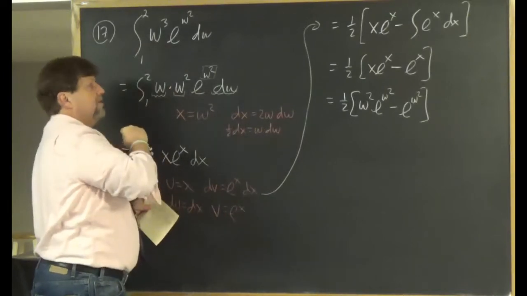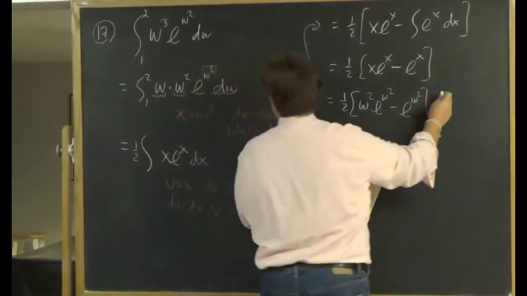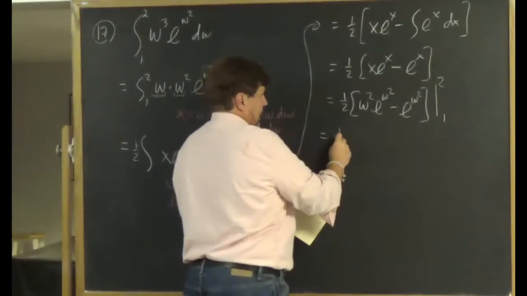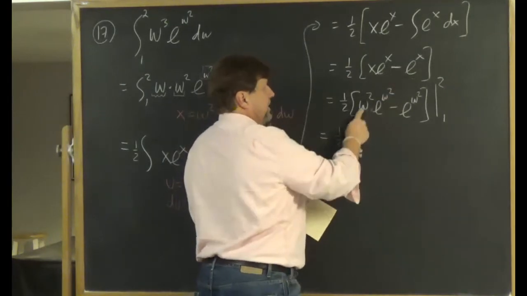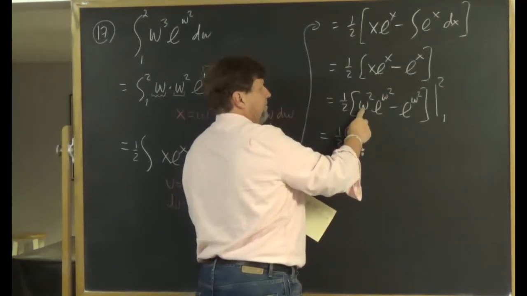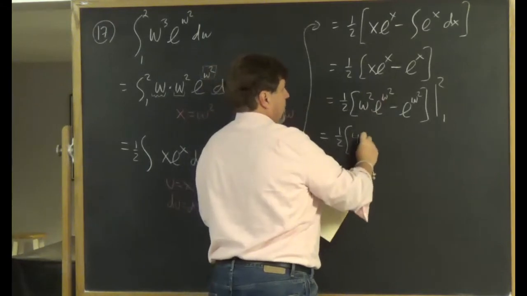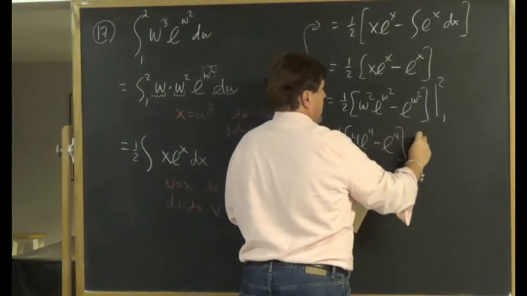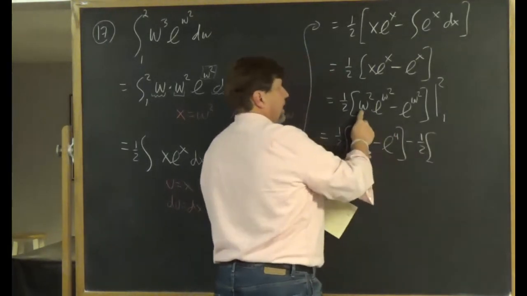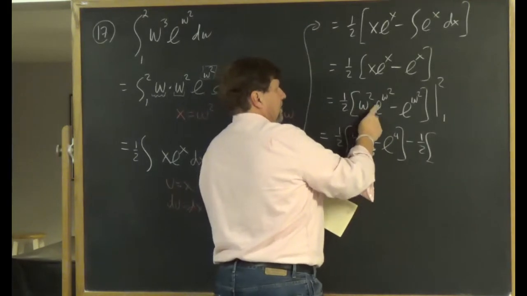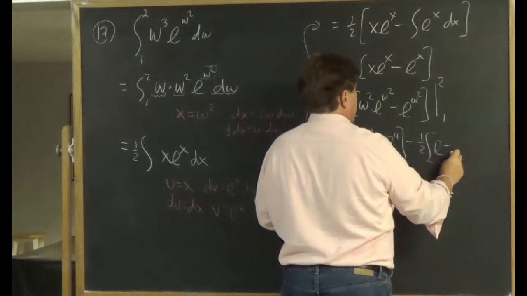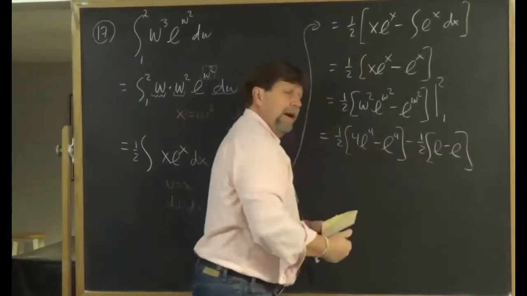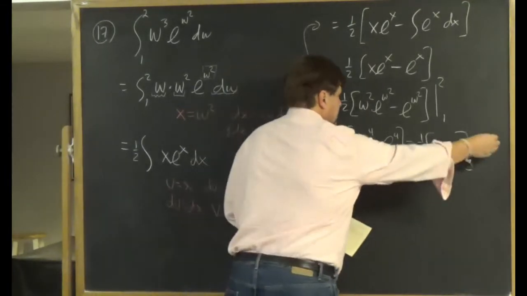And that allows me to now bring back the original limits of integration. Remember, those limits of integration are for the variable w. And those limits are 1 to 2. So 2 comes in for the w, and we'd have 4e to the 4th minus e to the 4th. That's not too bad. Minus 1/2, 1 comes in. Oh, so we just get an e minus e. We know e minus e is 0, so this is all 0.